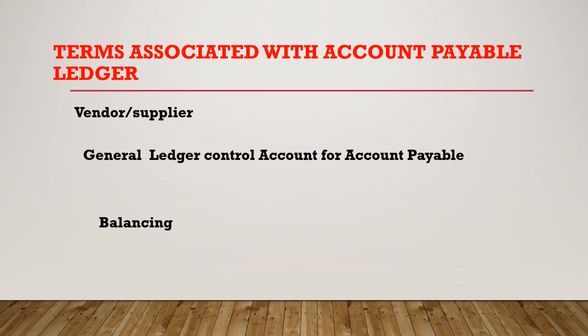We also have balancing. Balancing here is how you compare the general ledger control account payable with the total of individual accounts on the account payable ledgers. This is the end of the video, guys, and there will be more coming on the account payable ledgers and account receivable, which are all subsidiary accounts.